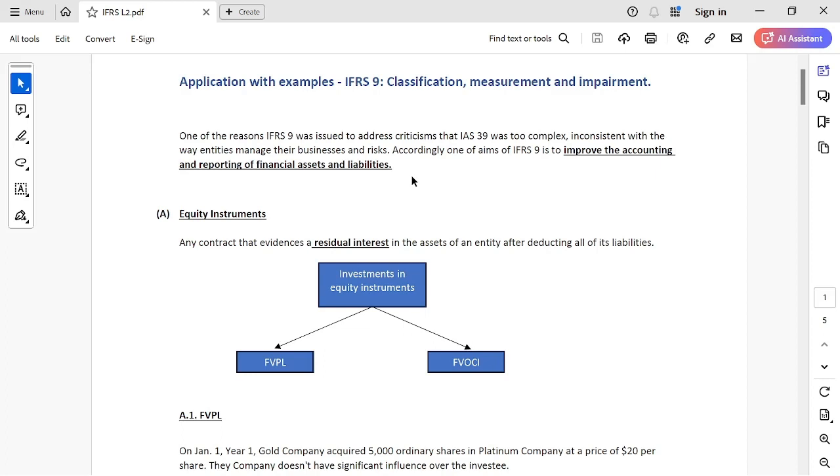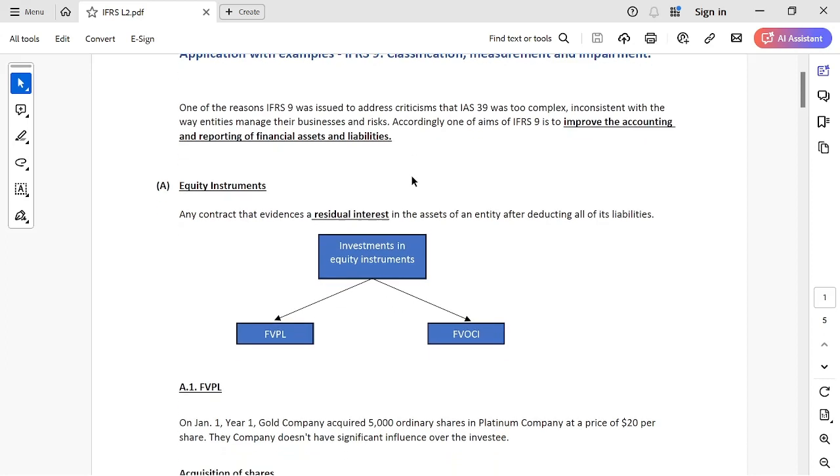In terms of financial assets, we will have two main types: the equity instruments and the debt instruments. So what's the difference between the equity instruments and the debt instruments? We'll start with the equity instruments. The keywords here are representing a residual interest. So what's the meaning of a residual interest?